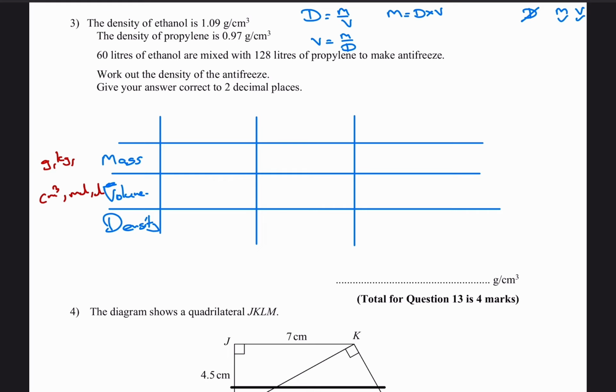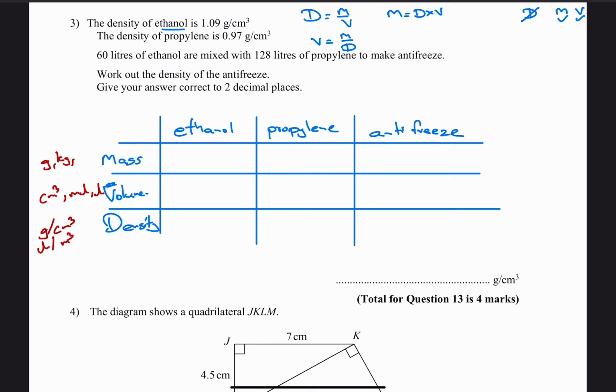Density is the most complicated one. Obviously, it will look like something over something. It could be grams per centimeter cube, or liters per meter cube. So it will be the complex unit. Just remember that. So what are we doing it for? We are doing it for ethanol, then propylene, and the last one, ethanol and propylene are mixed to make antifreeze.